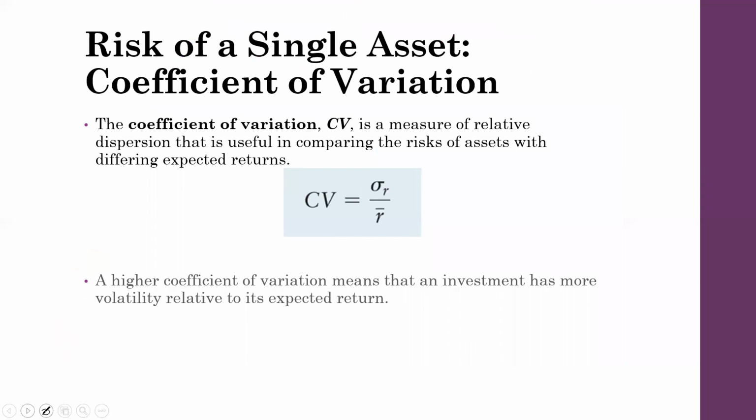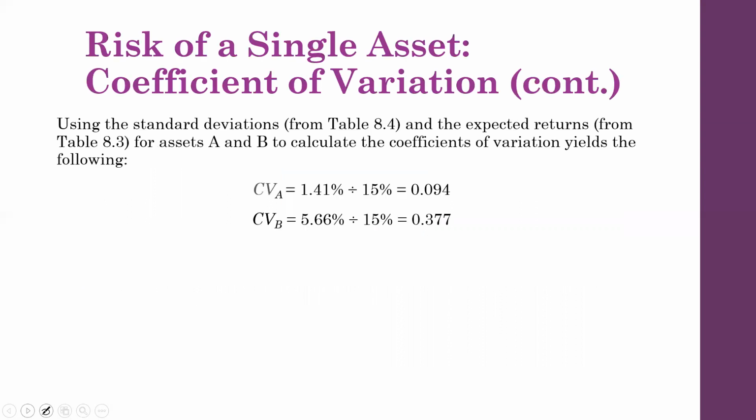Now, the coefficient of variation. The coefficient of variation is a measure of relative dispersion that is useful in comparing the risk of assets with different expected returns. The last example had the same returns, so the coefficient of variation will help us determine the risk of assets with different expected returns. It's found by dividing the standard deviation by the expected return. A higher coefficient of variation means that the investment has more volatility relative to expected return. The higher it is, the further away from what is expected, so it's very risky that you won't get that expected return.